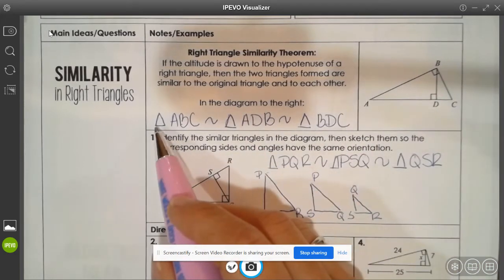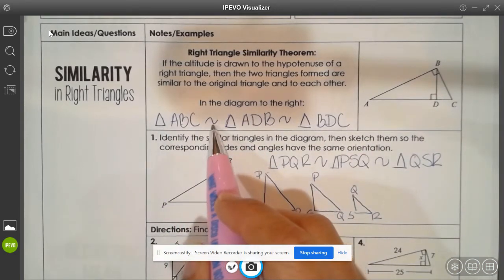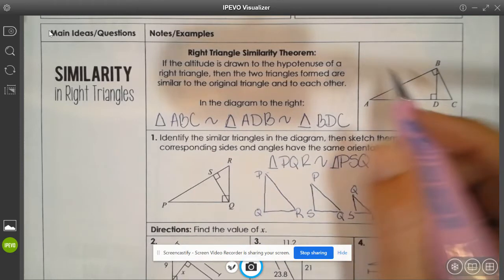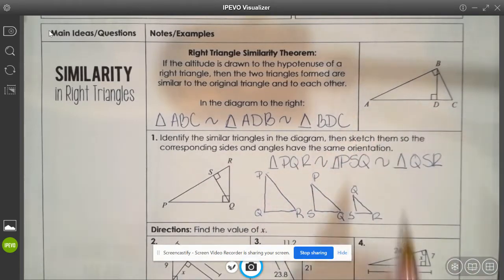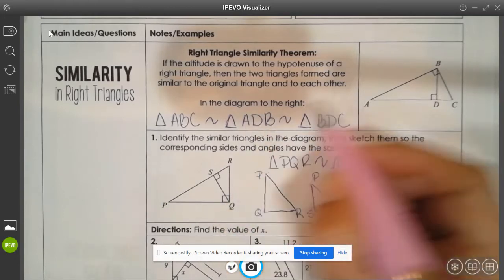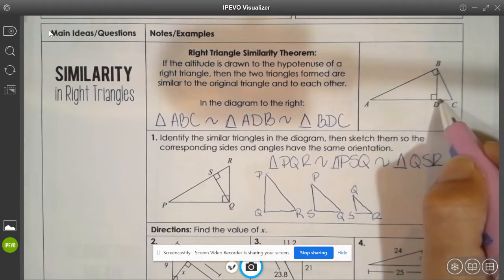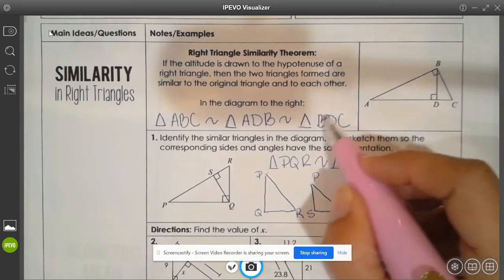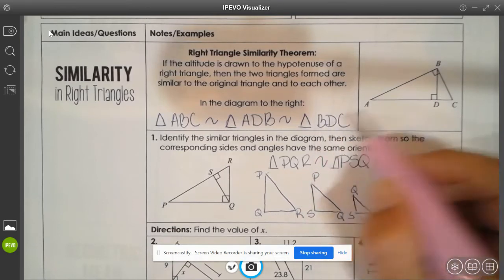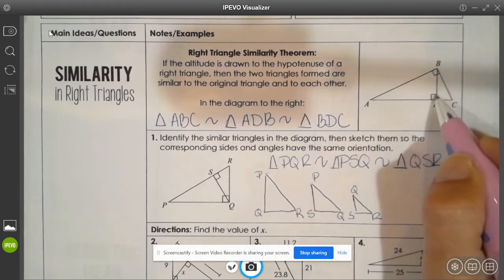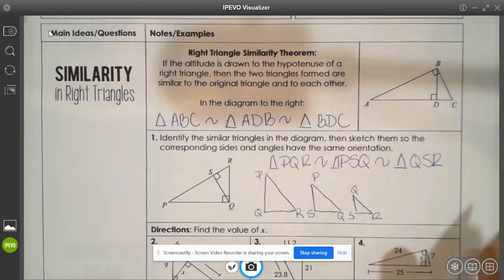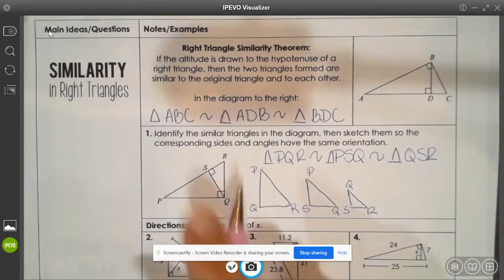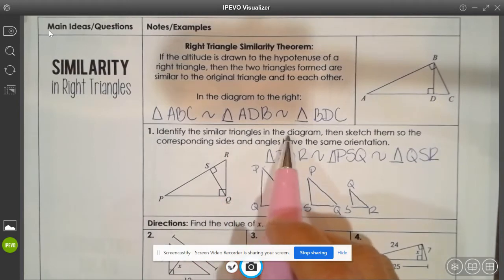So we have ABC is similar. This is the symbol for similar. ABC, so the big triangle is similar to the medium one, which is ADB, which is similar to BDC, which is the little one, BDC. Okay, and they all happen to be right triangles. Now it says, identify the similar triangles in the diagram.